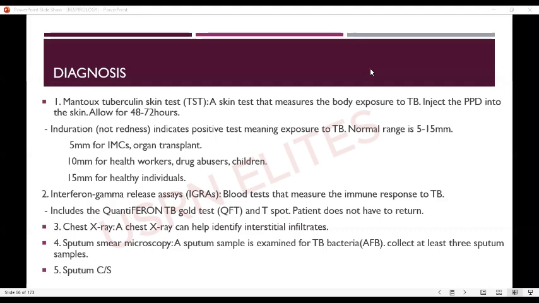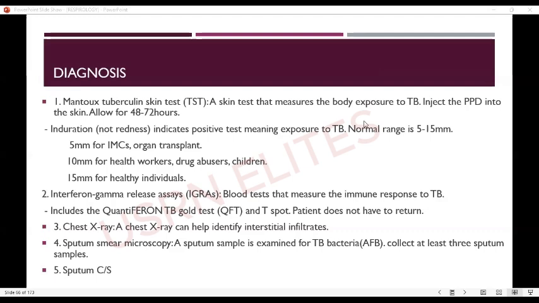So that is what you should know for the skin mantle test. They inject what? PPD, purified protein derivative, where? Into the dermis. At what angle? 5 to 15 degree angle to the skin. What are we expecting? Induration, not redness. It is 5 for immunocompromised, 10 for health workers, 15 for healthy individuals. Just know this for the English. We are good to go.